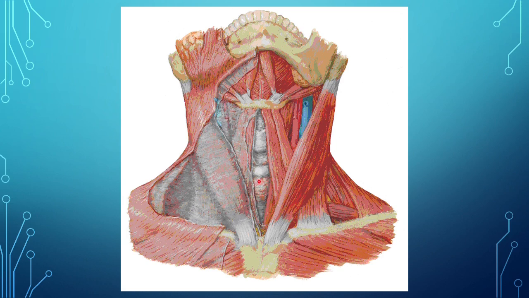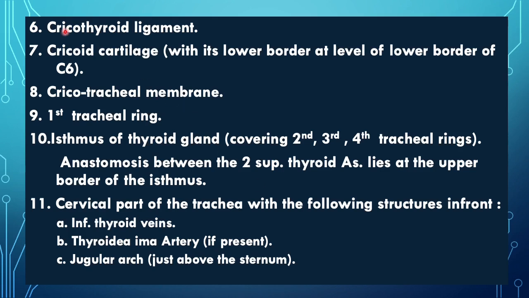The part of the thyroid gland in the midline is named the isthmus. Okay, so let's say that. We name it the cricothyroid ligament, then the cricoid cartilage. Its level is at C6: the thyroid cartilage at C4, the cricoid cartilage at the 6th cervical vertebra. Then comes the cricotracheal membrane, the first tracheal ring. Then comes the isthmus of the thyroid gland.